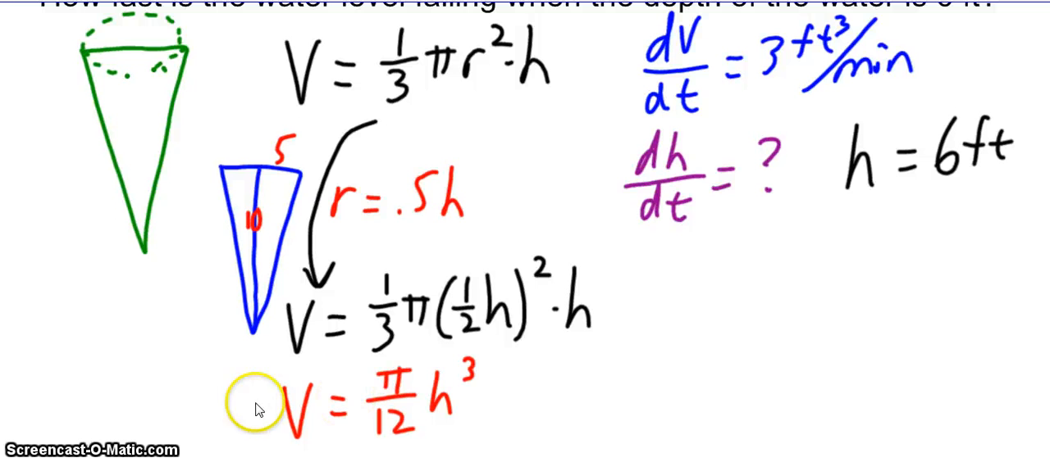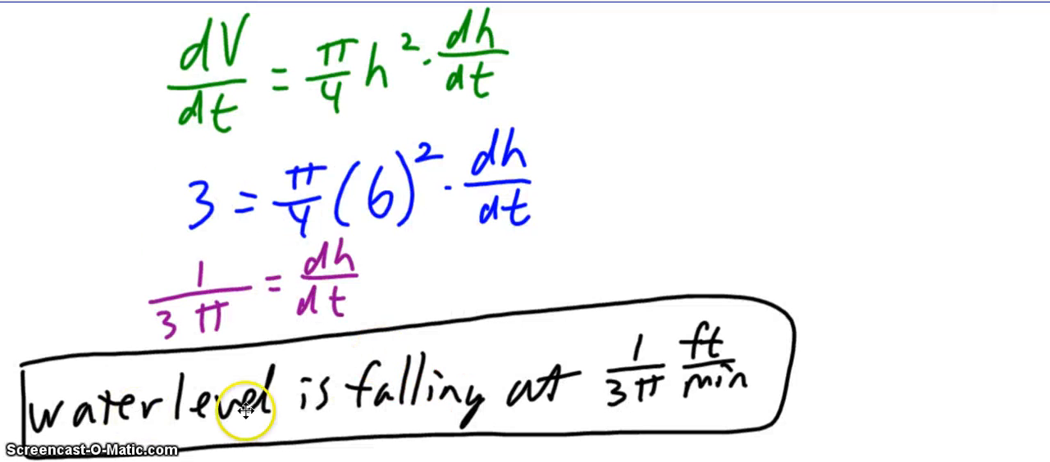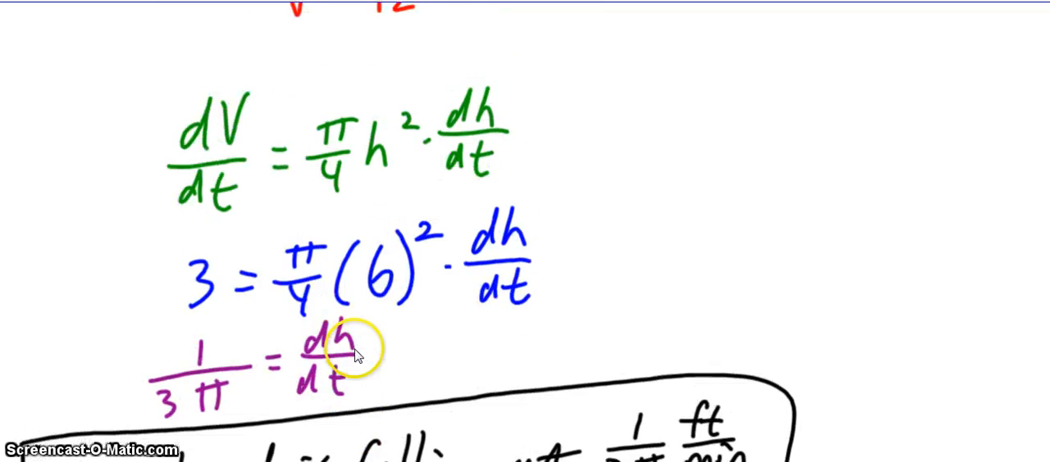Pause the video, unpause when you're ready to check. Alright, hopefully you got that the water level is falling at 1/3 pi feet per minute. How do we do that?